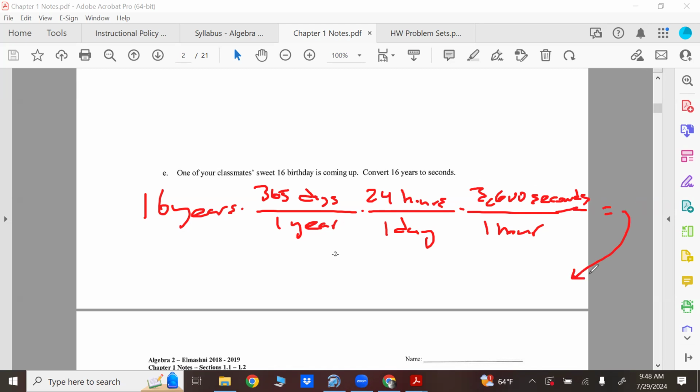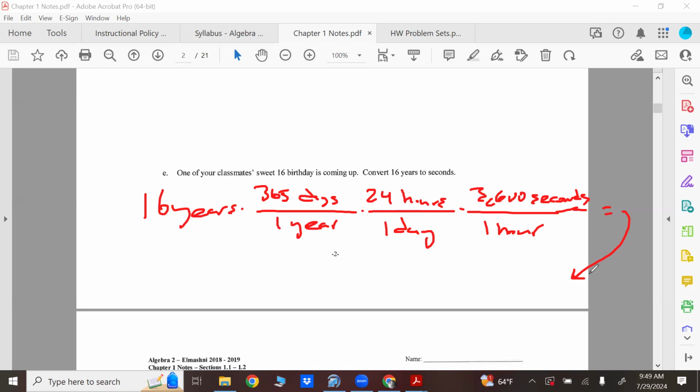Because 16 years is a long time, right? Most of you guys are 16, so you've done a lot of living, right? So it's gonna be a lot of seconds. You have to multiply by the number of days you've been alive, number of hours you've been alive, number of seconds you've been alive, right? So you just multiply all that out, and that's gonna be kind of crazy big.